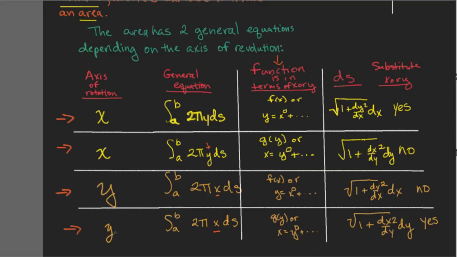And then the last scenario is if you have rotational axis of y and the function is x equals something, then your differential segment is in terms of dy, your derivative is dx dy, and yes, you must substitute because you can't have y's and x's. All right? So I hope that's clarified the concept of the area of surface of revolution.